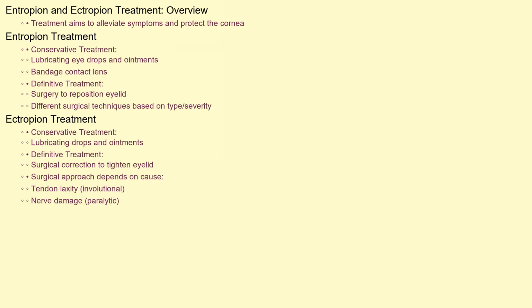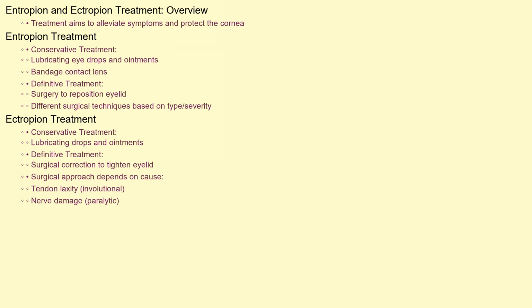Treatment for both entropion and ectropion aims to alleviate symptoms and protect the cornea. For entropion, temporary relief can be achieved with lubricating eye drops and ointments. A bandage contact lens can protect the cornea from eyelash abrasion. Definitive treatment usually involves surgery to reposition the eyelid. Different surgical techniques exist, depending on the type and severity of the entropion.